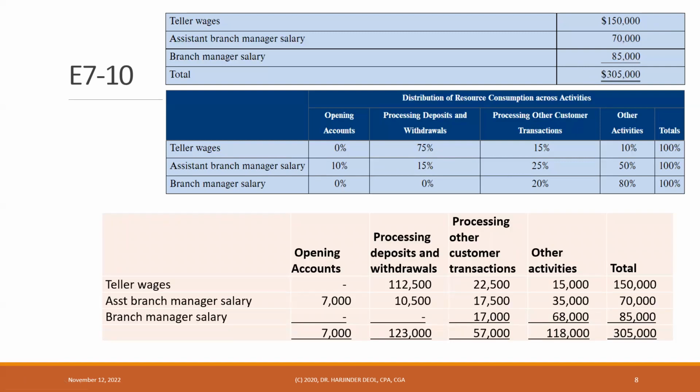And we should end up with $7,000 as the cost belonging to the pool for opening accounts. 123,000 would be the sum for the cost pool related to processing deposits and withdrawals. 57,000 is the cost pool relating to processing other customer transactions. 118,000 for other activities, and we get back our 305,000 total costs for the branch.